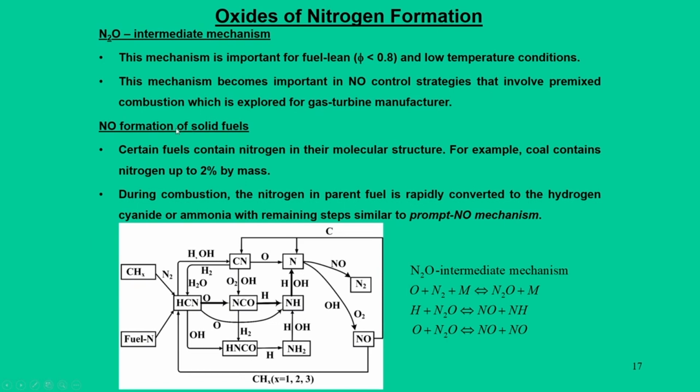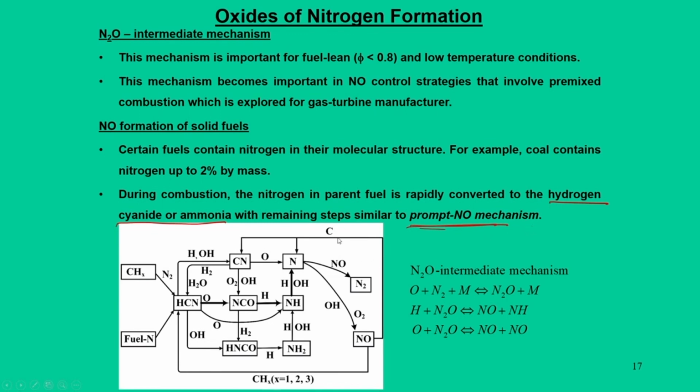There are also situations when NO formation is initiated through a solid fuel. A typical solid fuel like coal has nitrogen in its molecular structure, typically around 2% by mass. If they get a very friendly environment, they form NO rapidly through the hydrogen cyanide or ammonia route, and this falls under the prompt NO mechanism.